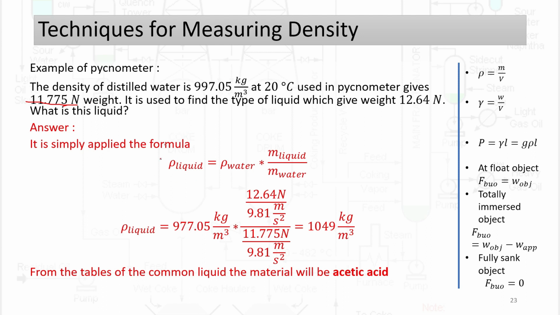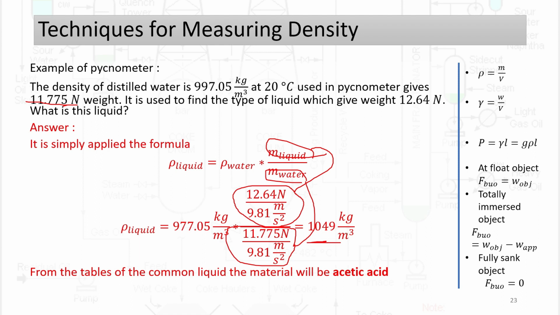Okay, now this is the formula. Density of liquid equals the density of water multiplied by the mass of liquid over the mass of water. To find the mass of liquid, just divide the given weight by the acceleration of gravity. The same thing for the water: take its weight and divide it by the acceleration of gravity. Divide both of them and multiply by the density of water. It gives me the final result. So my material is 1449 kilograms per cubic meter.